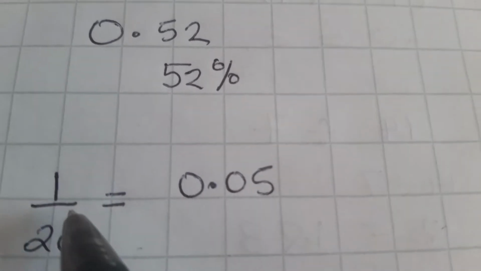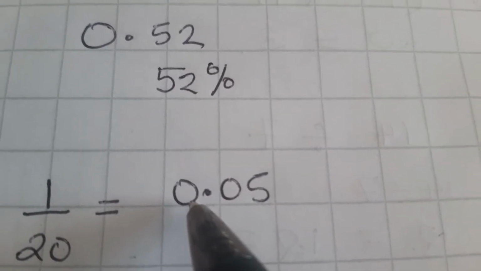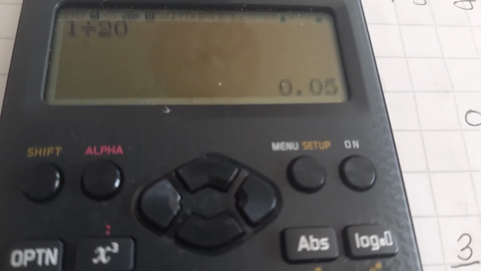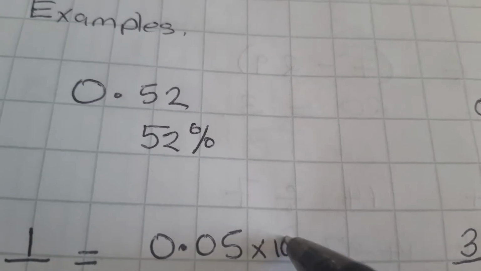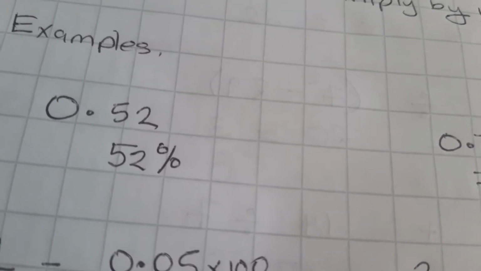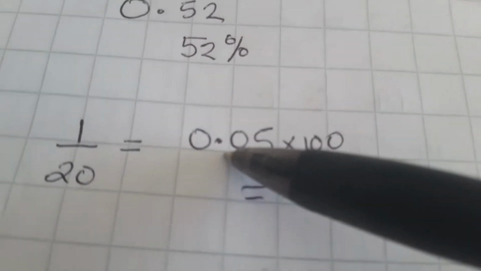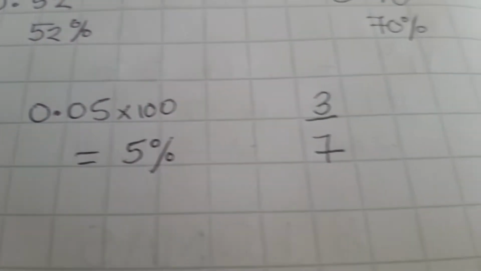If you have a fraction, you change it to a decimal. Now you can do that just on your calculator. Even if you don't have a scientific calculator, you can just do 1 divided by 20, and you get the answer 0.05. Multiply that by 100, and you can do that with a calculator as well if you're not happy. You multiply by 100 and you get 5%. So look what we did. We changed 1 over 20 to 0.05, multiplied by 100, we got 5%.